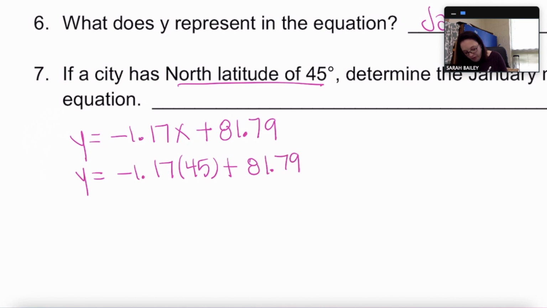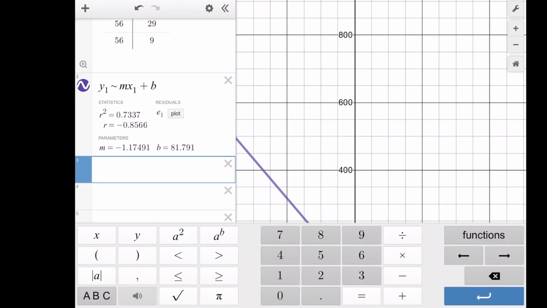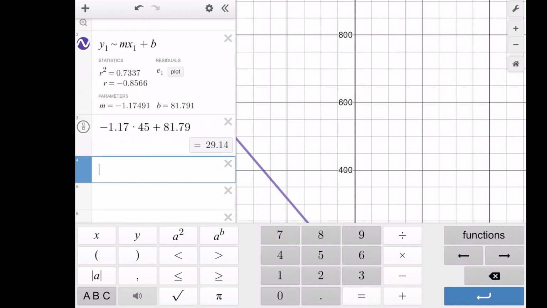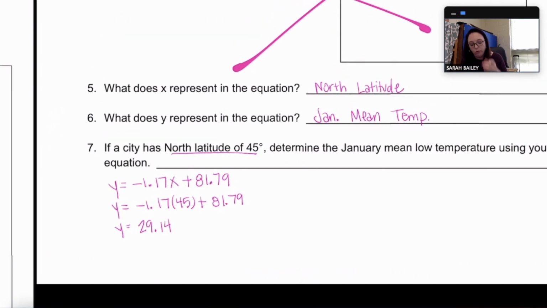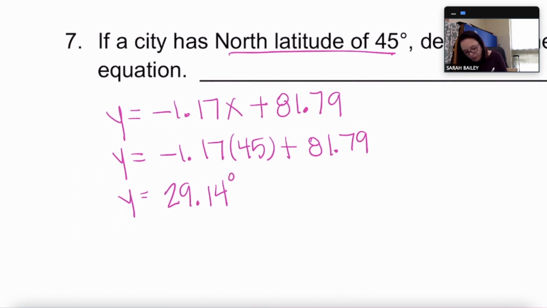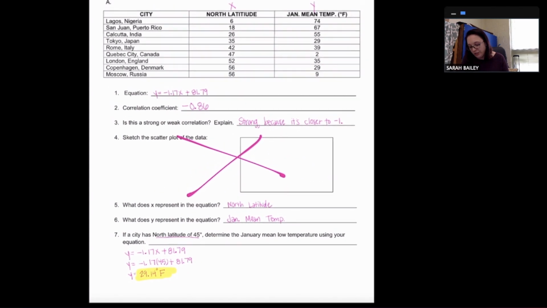So I've got to figure out negative 1.17 times 45 plus 81.79. So I'm going to come back over here to Desmos, and I'm going to type that in, negative 1.17 times 45 plus 81.79. So I get 29.14. So this would be a temperature, and that is in degrees Fahrenheit. So 29.14 degrees Fahrenheit is what we'll leave that as. Okay? All right, so that was part A.